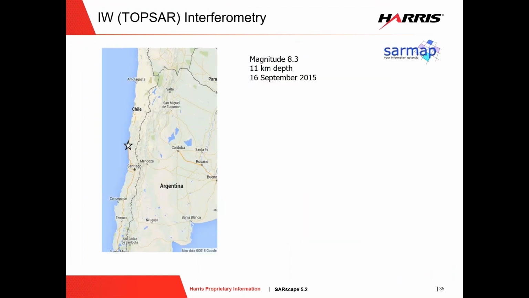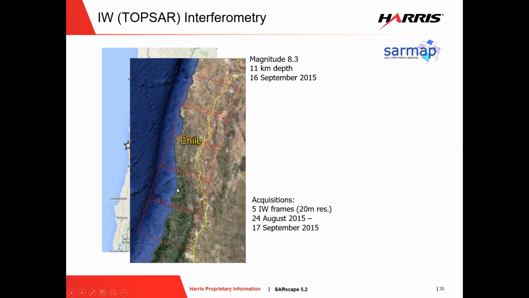If we go to more severe events, we can move to Chile. So on September 16th, there was a very severe magnitude 8.3 earthquake in Chile. It's a very strong earthquake. So the deformation affected a very large area, so we have to combine several frames of Sentinel together to have a full coverage of the event.